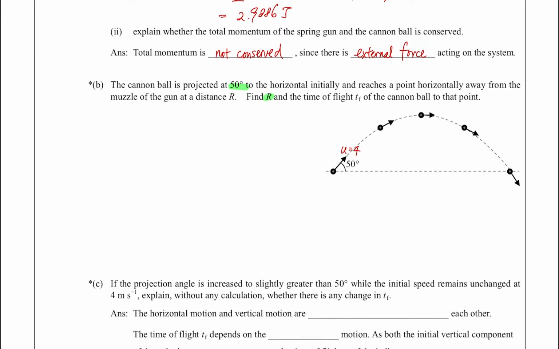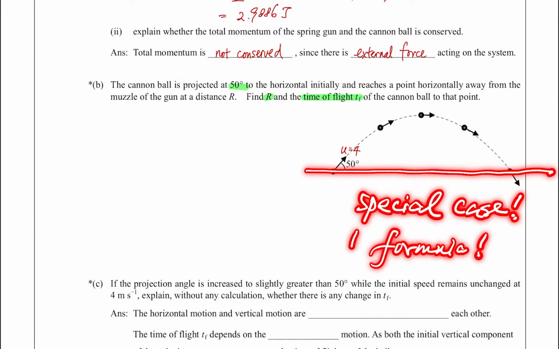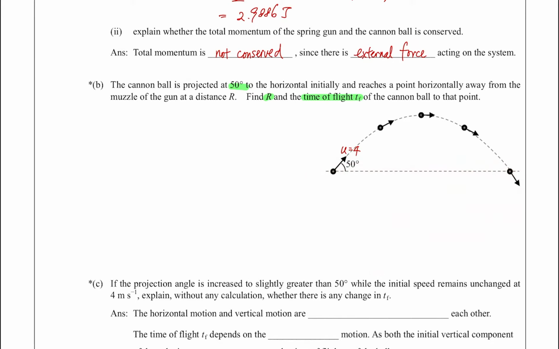the range R and the time of flight of the cannonball to a point that is horizontally away from the original position. So that means now the starting point and landing point is on the same level. So we are talking about the special case. So we can apply the formula for special case.